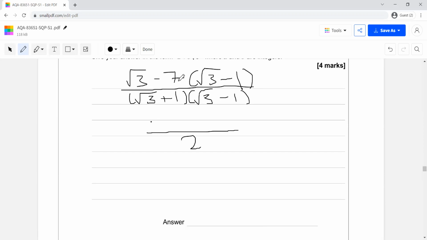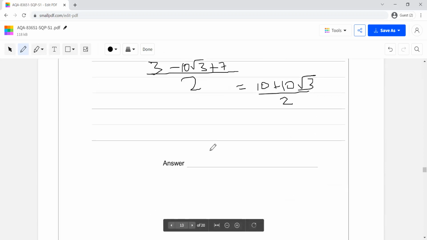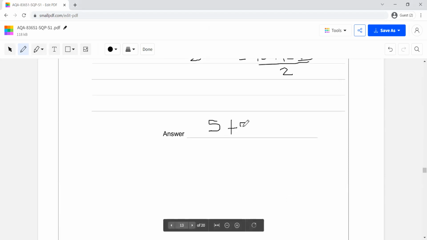Now we have root 3 multiplied by root 3, so we have 3. Now we have a minus root 3 minus 7 root 3. So negative 10 root 3. And we are doing minus 7 multiplied by minus 1, which is a 7. So this is equal to 10 plus 10 root 3 over 2, which is equal to 5 plus 5 root 3.